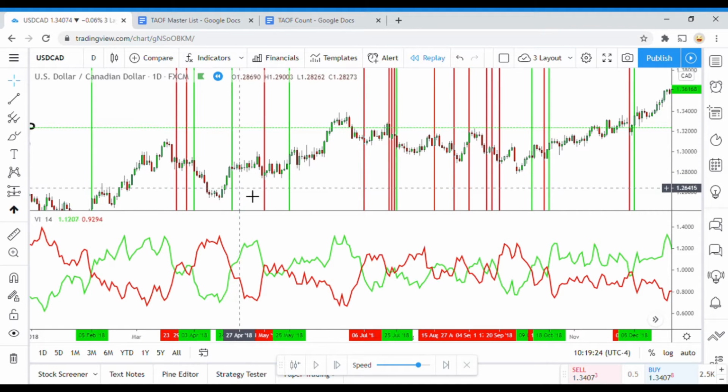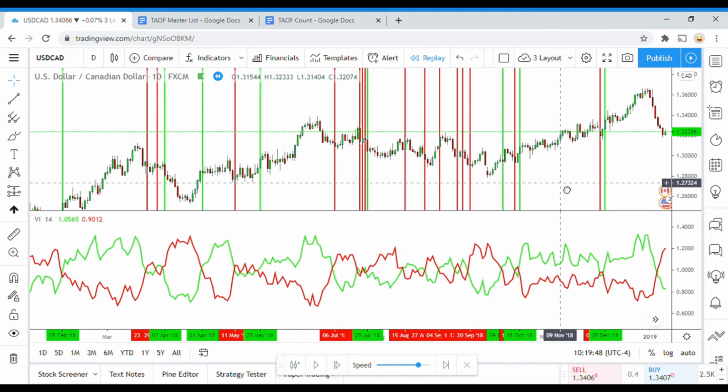So 1, 2, 3, 4, 5, 6, 7, 8, 9, 10, 11, 12, 13, 14, 15, 16, 17, 18, 19, 20, 21, 22, 23. So we have 23 trades altogether. And we have 1, 2, 3, 4, 5, 6, 7, 8 winning trades. So unfortunately, that is not going to meet the 60% requirement that we have set. And so the Vortex, unfortunately, is going on the no list.